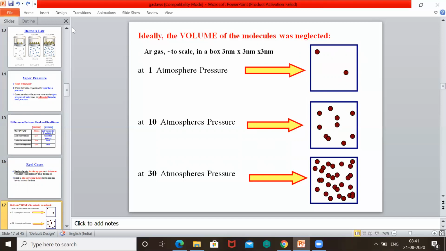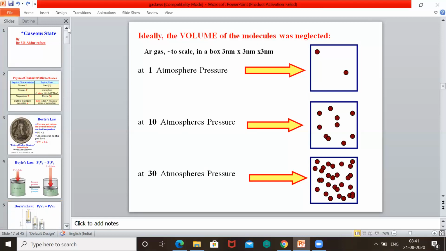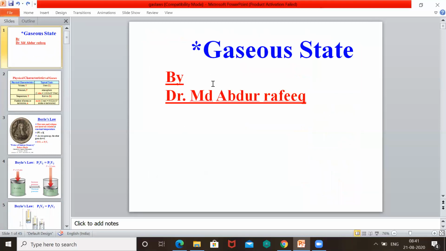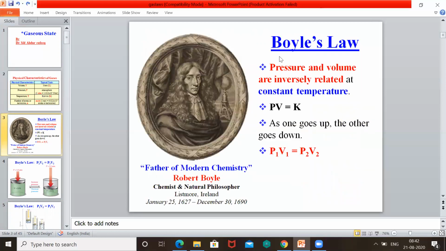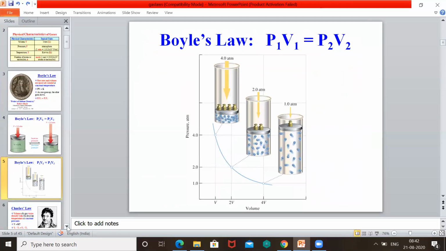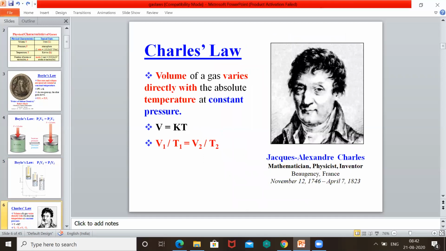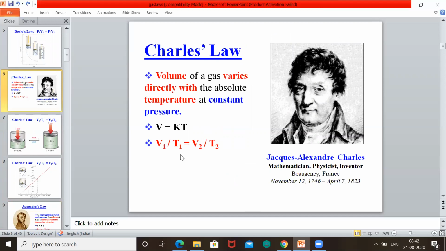So what we have learned today is gases. Gas is the most random state of matter, and it has some basic physical properties like volume, pressure, temperature, and number of atoms. The relation between them is called gas laws. We have Boyle's law: when pressure increases, volume decreases, P1 V1 is equal to P2 V2. There is a relation between volume and temperature, that is called Charles' law. And Gay-Lussac's law comes when volume is kept constant, pressure and temperature are directly related.